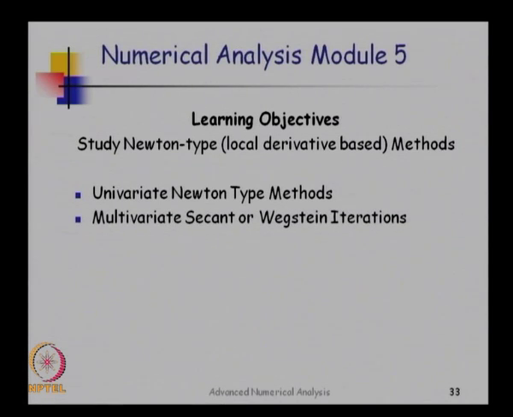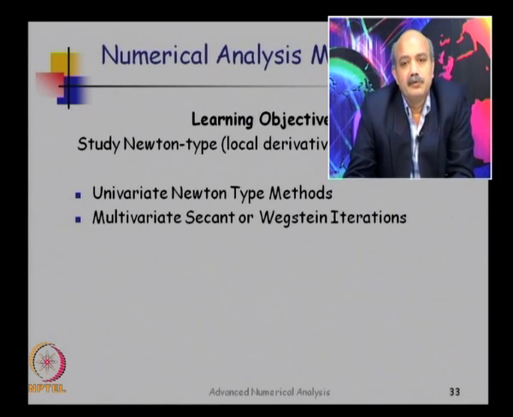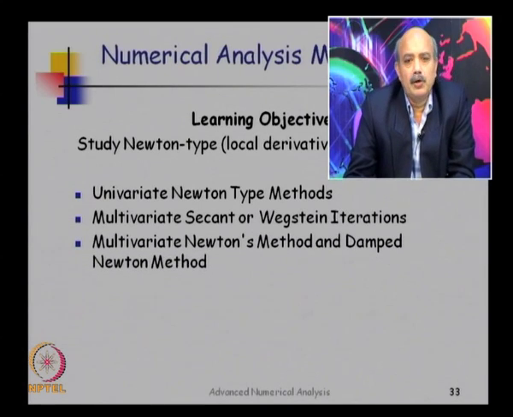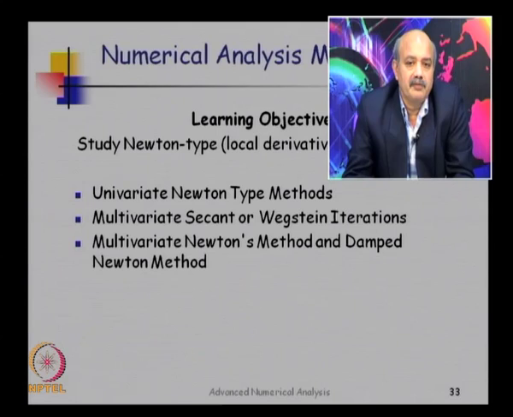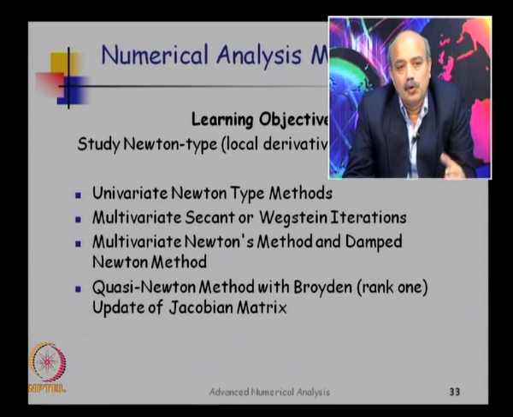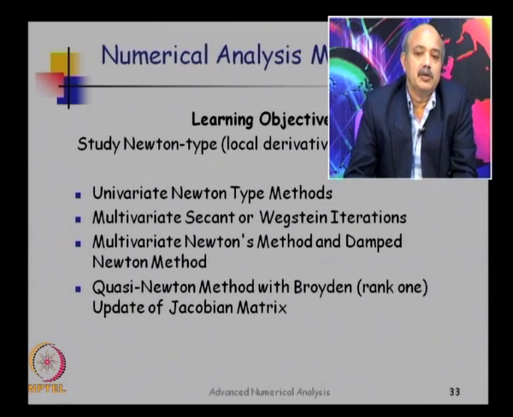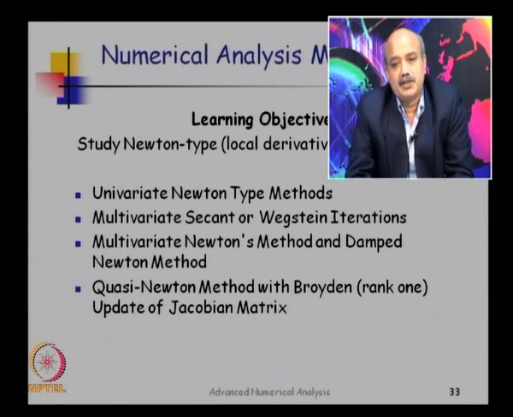The well-known derivative based iterative method is Newton's method. So we will first look at univariate Newton type methods, where you find the local derivatives either exactly or approximately. Then we will formulate a multivariate secant method, which is an approximate derivative based method, popularly known as Wegstein iterations. Then we will move on to the well-known Newton's method and look at its variations, like the damped Newton method, where you can try to improve the convergence behavior, or we will develop numerically more friendly versions of Newton's method, called quasi-Newton methods, with rank 1 updates of the Jacobian matrix.